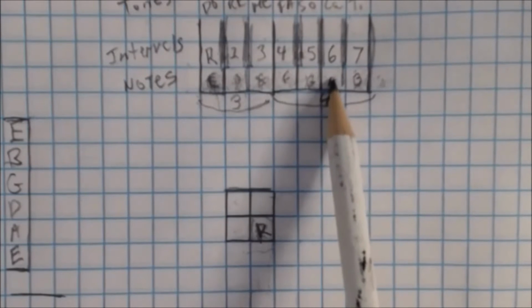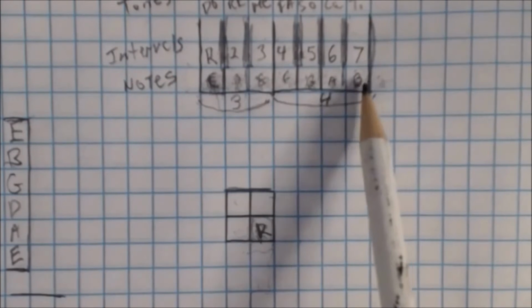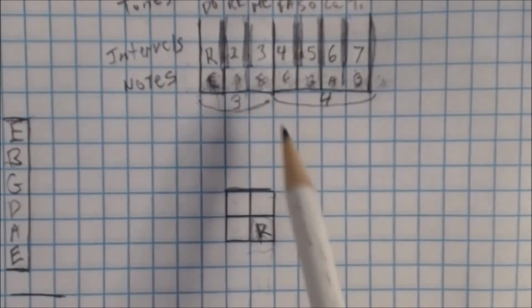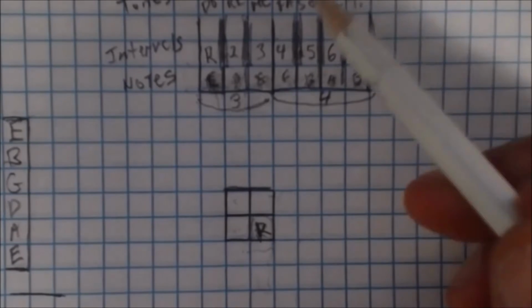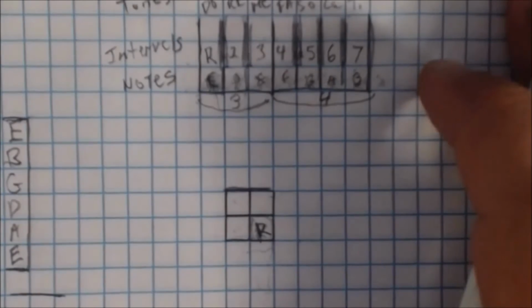Now this is a minor. You don't need to know that right now. A lot of tension, but it wants to resolve. Okay, so those are the sounds that are here in this scale, and like I said, I got a little off track there.